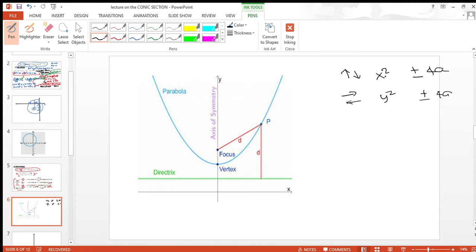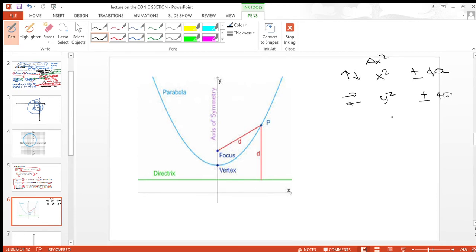Also, in the general form, what is written is ax squared or cy squared. If positive, upward. If negative, downward. If positive, to the right, if negative, to the left. Okay? So, this is our parabola. What are the parts of the parabola? If this is our parabola opening upward, this will now be our vertex. And its location is h, k.